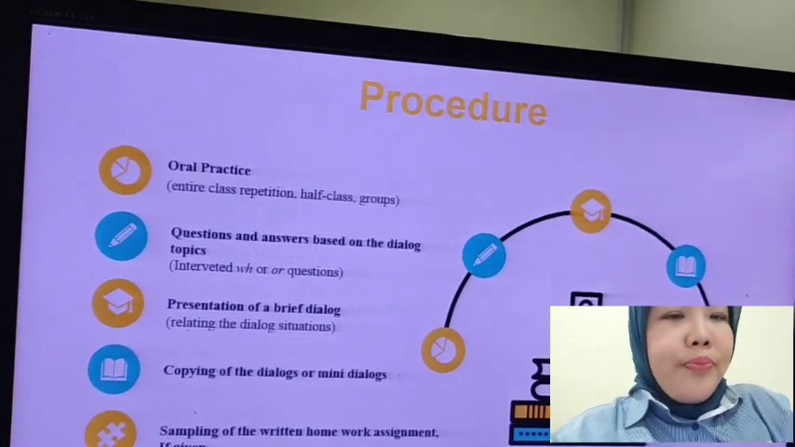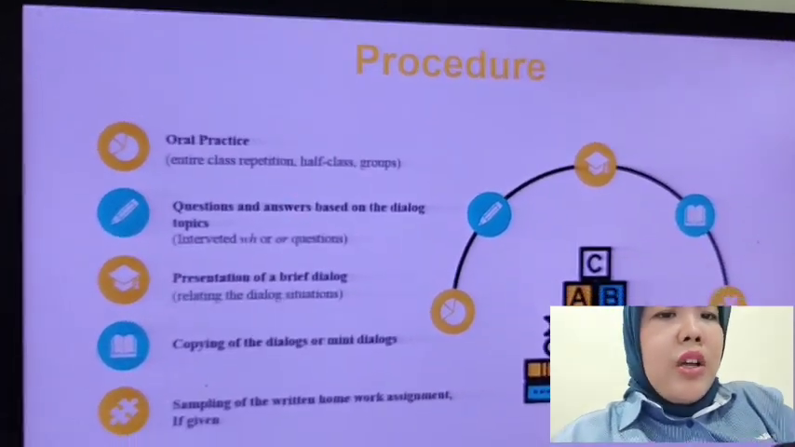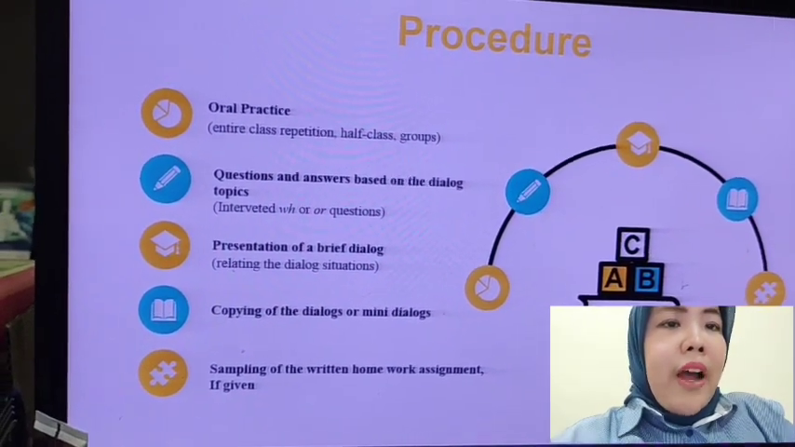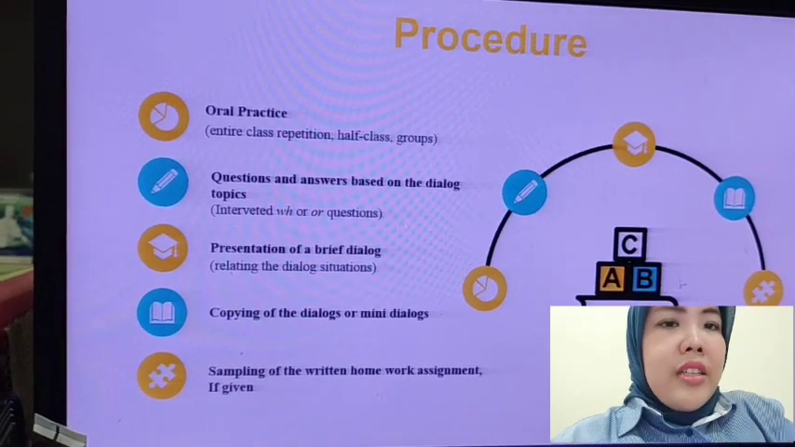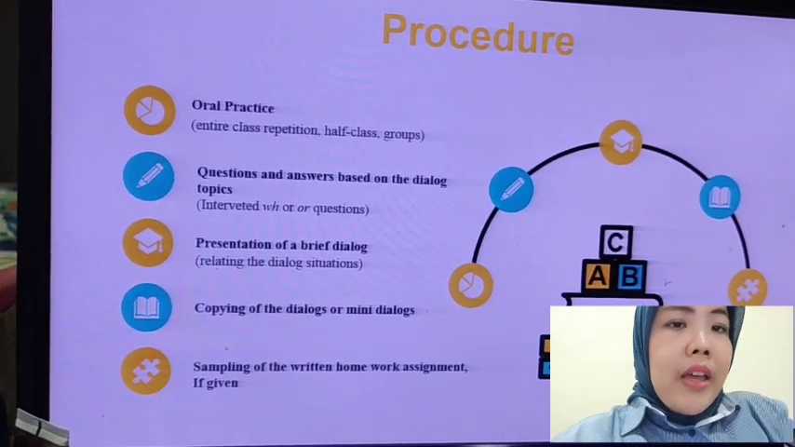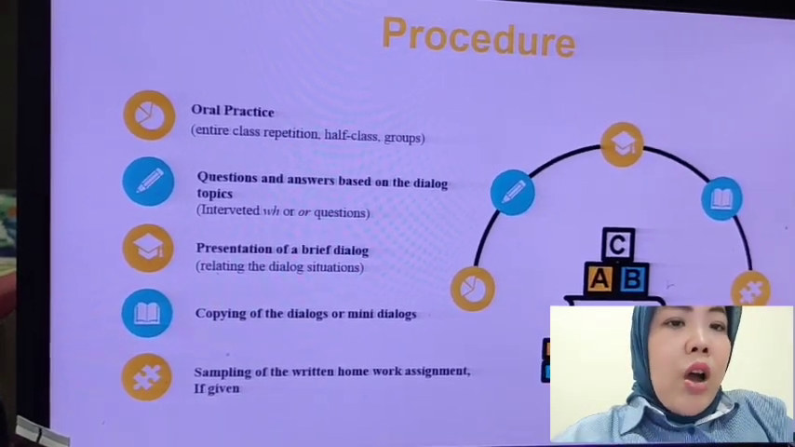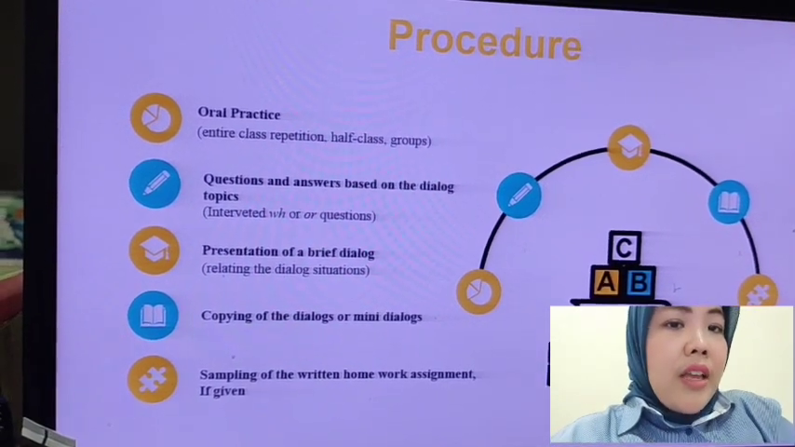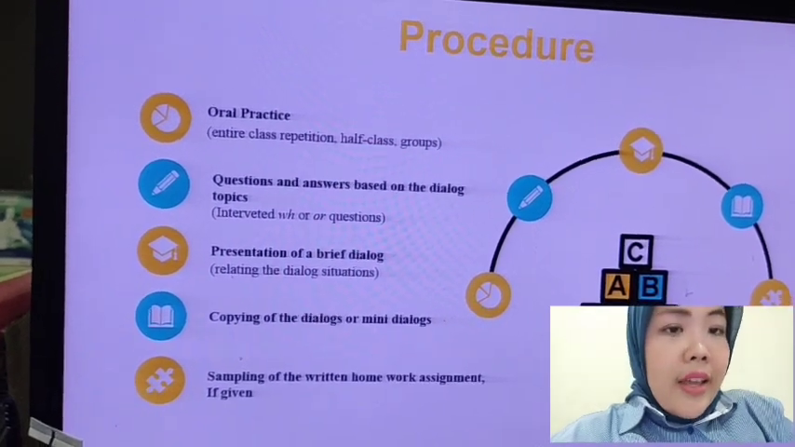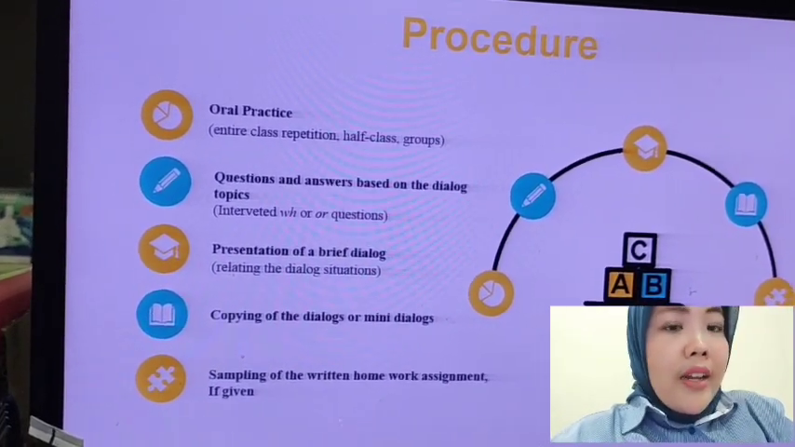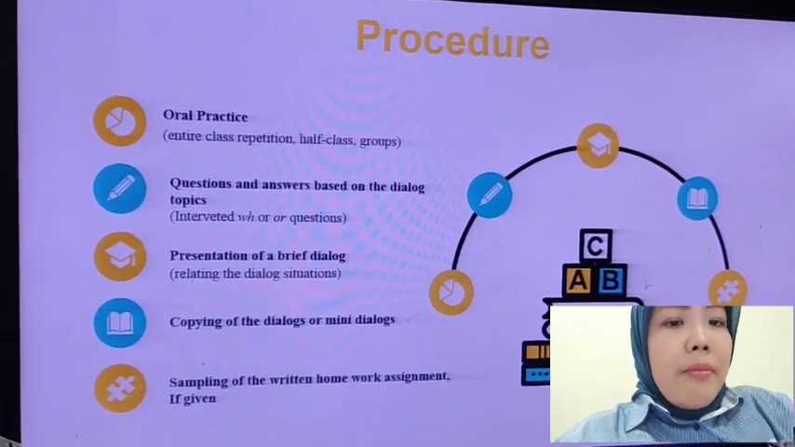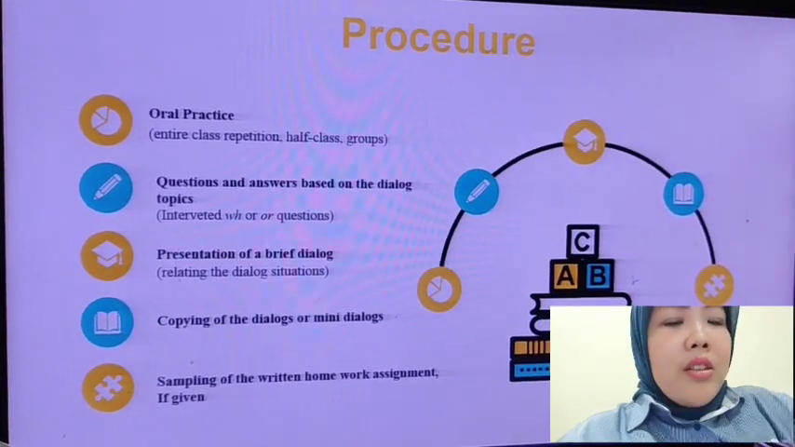And about procedure. The procedure is divided into, first, oral practice. It means entire class repetition, half class, and groups. And the next, question and answer based on the dialogue topics by using WH questions. And the next, presentation of a brief dialogue relating to the dialogue situation. And the next, copying the dialogue or mini dialogues. And the next, sampling of the written homework assignment if given.